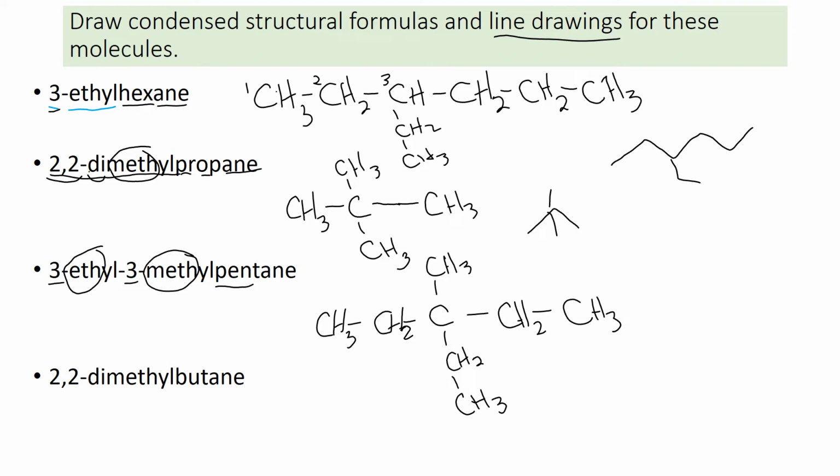For our line, we'll do 1, 2, 3, 4, 5. And then on carbon number 3, we have 1 carbon branch and a 2 carbon branch. And there's our line structure.